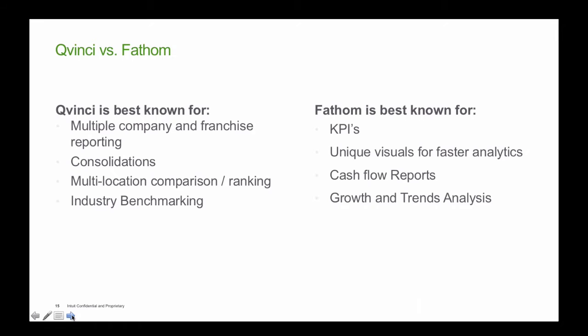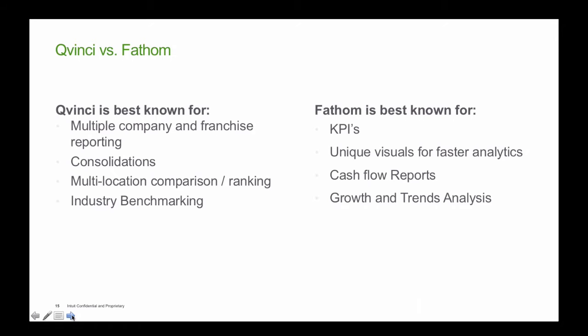Now, what is Fathom best known for? Fathom can do some of the report consolidation, and it can also do some of the multi-company ranking and comparison, yes, but it's not best known for that. Fathom is best known for their KPIs, a very unique visual system to do analytics in a whole different way. Fathom is extremely innovative, and you'll see it once I do the demo. They also have really nice and comprehensive cash flow reports and growth and trends analysis reports. So that's how I compare the two apps.